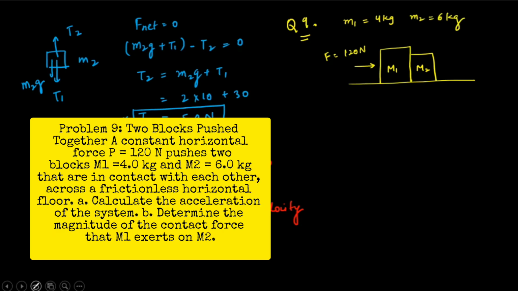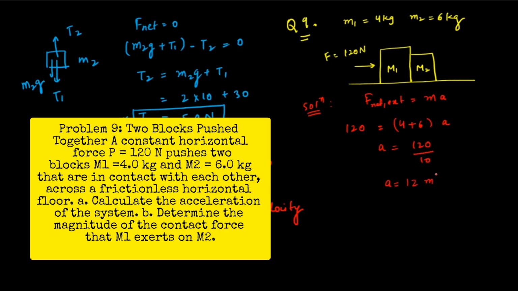We have to find out the acceleration first of all. So it's pretty simple now. Again, according to Newton's second law, F net external must be equal to ma, where m is the total mass. The net force acting here is 120 newtons. Total mass is 4 plus 6 into A. So A is going to be 120 by 10, that is, A is going to be 12 meters per second square. So finding A is the easiest task you can do in any question.